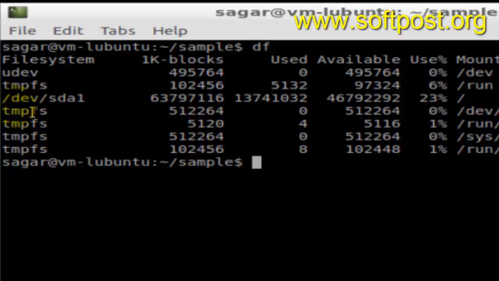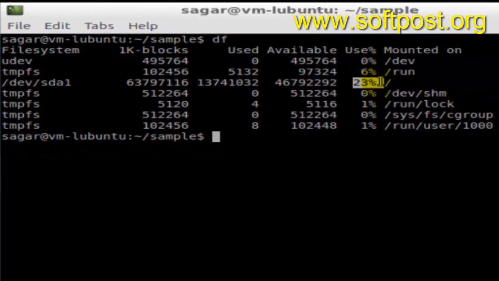For example, I have got this disk partition, that is sda1, and here there are this many blocks, and out of those blocks this many are used and this many are available. In percentage terms you can also see that 23% is used, and it is also showing other file systems in my system, temporary file systems used by the different operating system processes.